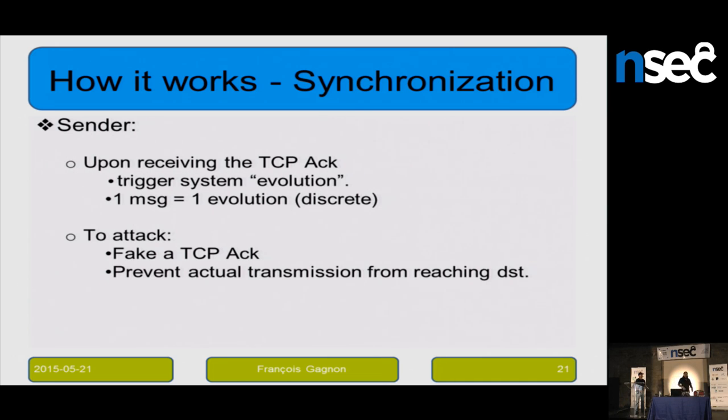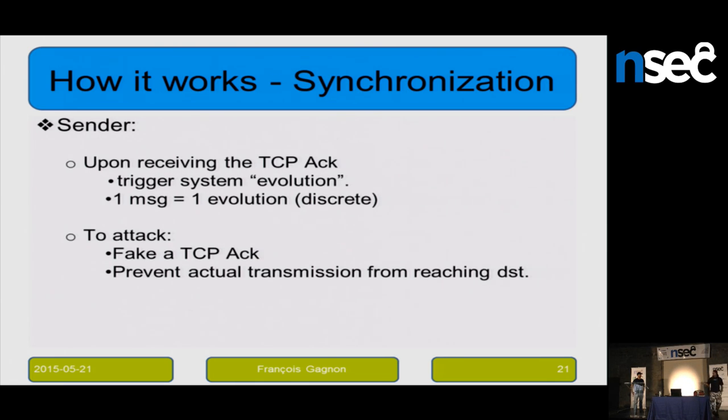I'm going to talk a little bit about how we keep systems synchronized, or how we might fail to, and what needs to be addressed. Let's start with the sender. Right now, the sender evolves his system as follows: he sends the message over TCP, and as soon as he receives the acknowledgment from TCP, he evolves his system. That's not really secure. We could desynchronize those systems with an attacker doing something like a man in the middle, preventing the message from getting to Bob, so Bob will not evolve his system, and faking an acknowledgment, and then Alice will evolve her system.